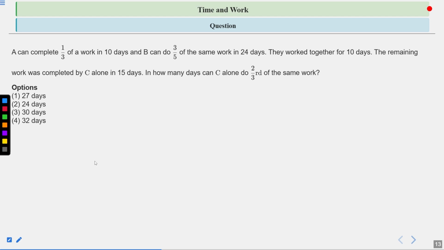And there are four options for this question. The first one is 27 days, the second is 24 days, the third one is 30 days, and the fourth one is 32 days. Now you have 10 seconds to analyze the question. Your time starts now.